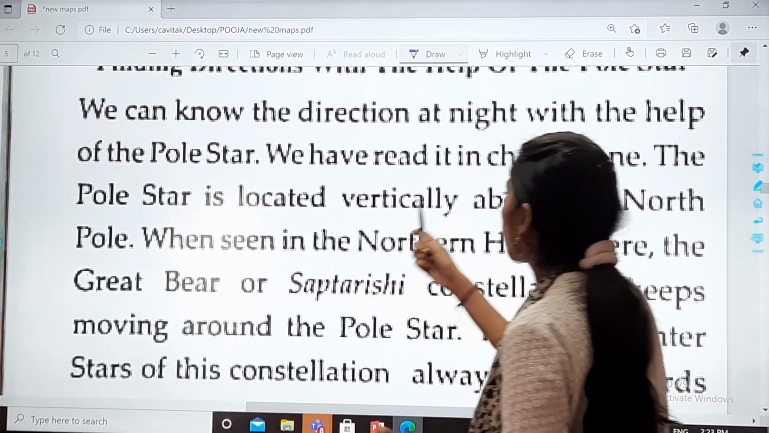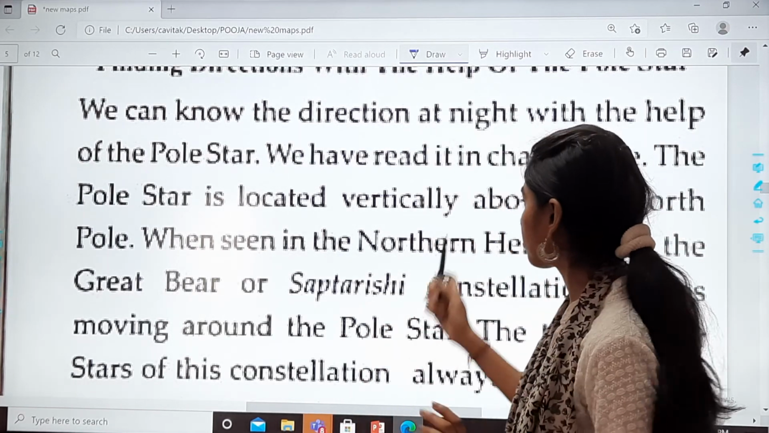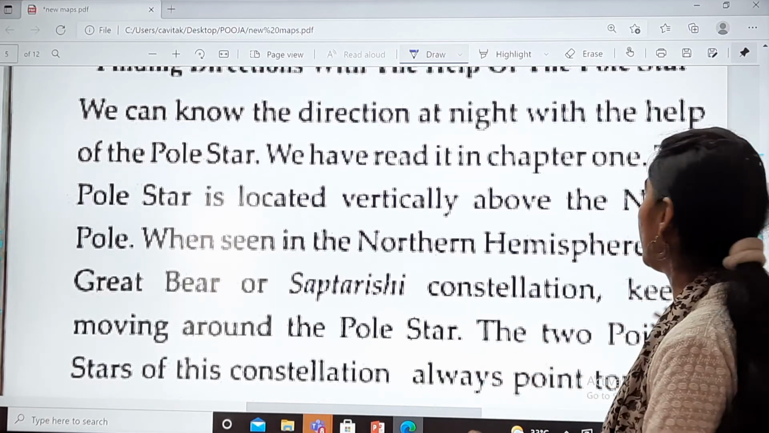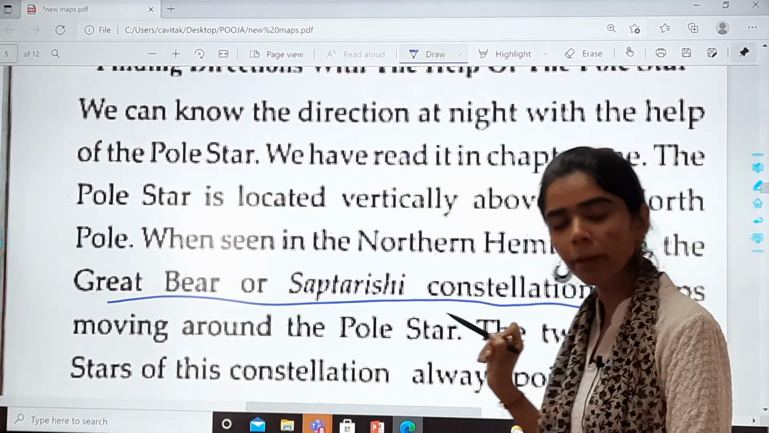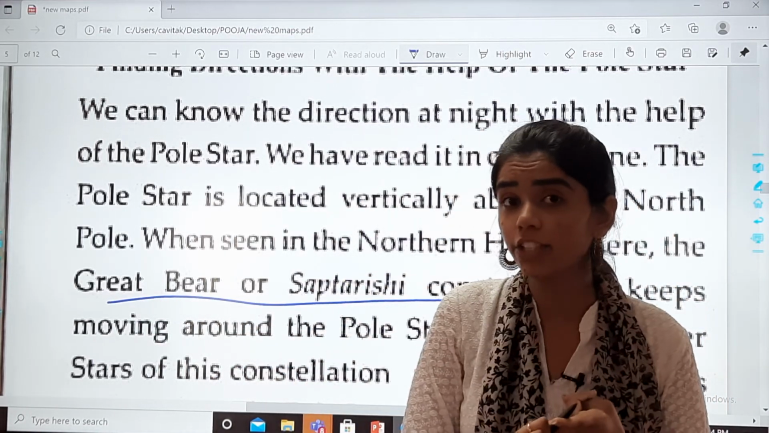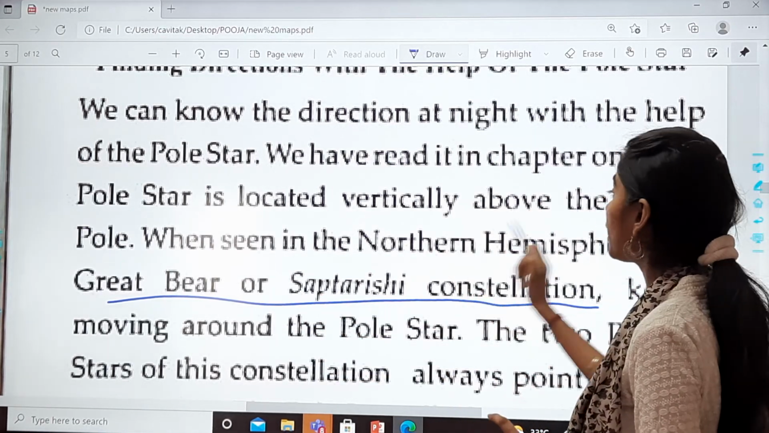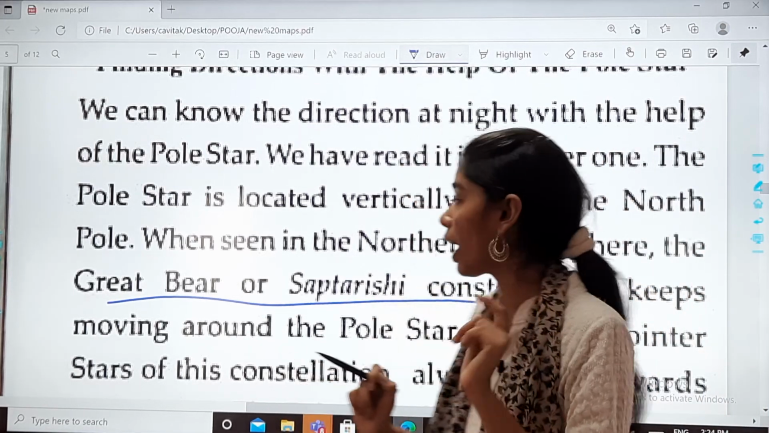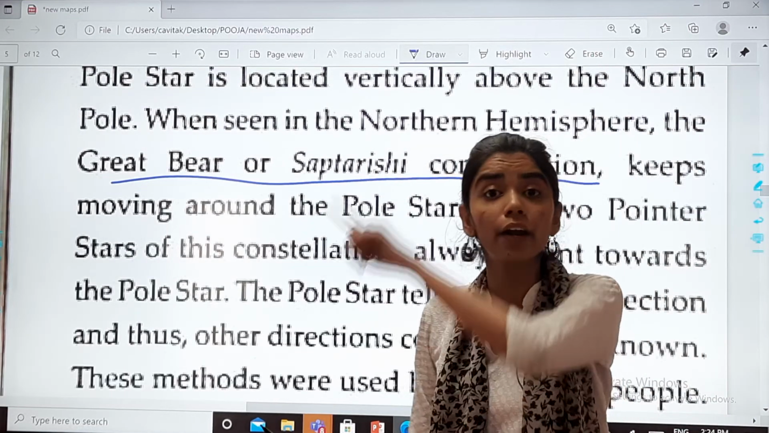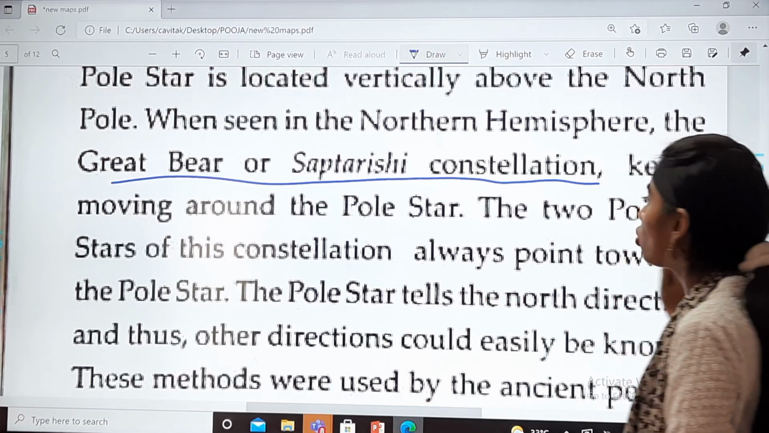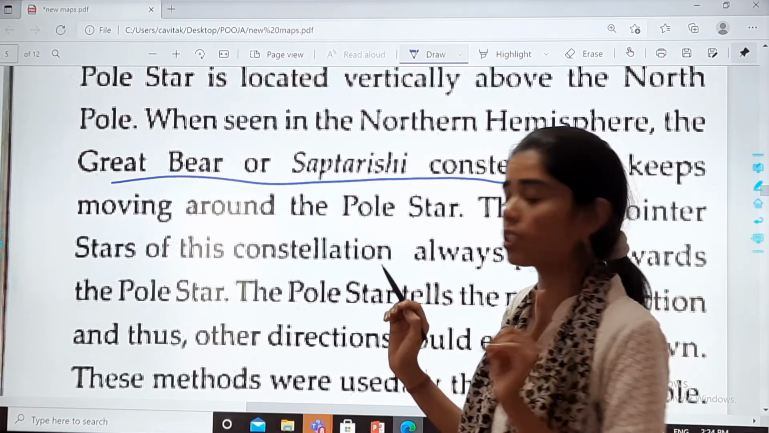The pole star is located vertically above the North Pole. When seen in the northern hemisphere, the Great Bear or Saptarishi constellation. Do you remember, children? We have studied about constellations. That is Great Bear or Saptarishi. So what they are telling, when seen in the northern hemisphere, that is the northern part, the Great Bear or Saptarishi constellation keeps moving around the pole star. The two pointer stars of this constellation always point towards the pole star.